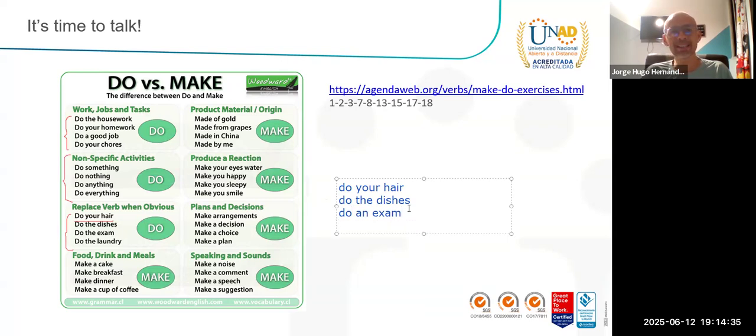Maybe almost all the housework, you can use do, no? Do the dishes, do the laundry, okay? Do the ironing, all the housework. And what else? When we are preparing or cooking foods like drinks or meals, we use make.